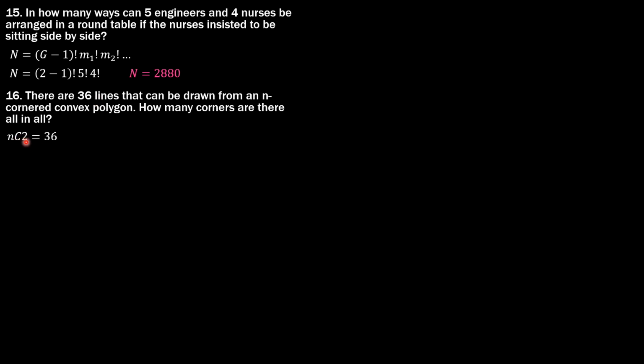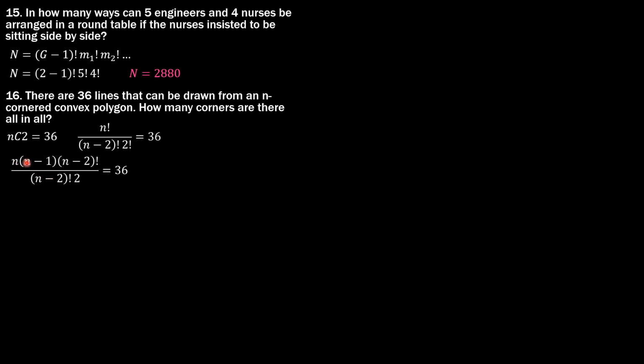Since nC2 is n factorial over n minus 2 factorial, or nCr is n factorial over quantity n minus r factorial times r factorial. So this is n factorial over n minus 2 factorial times 2 factorial equals 36. 2 factorial is 2. And we can write n factorial as n times n minus 1 times n minus 2 factorial, so that we can cancel n minus 2 factorial. And 2 factorial is 2, so we can cancel that.